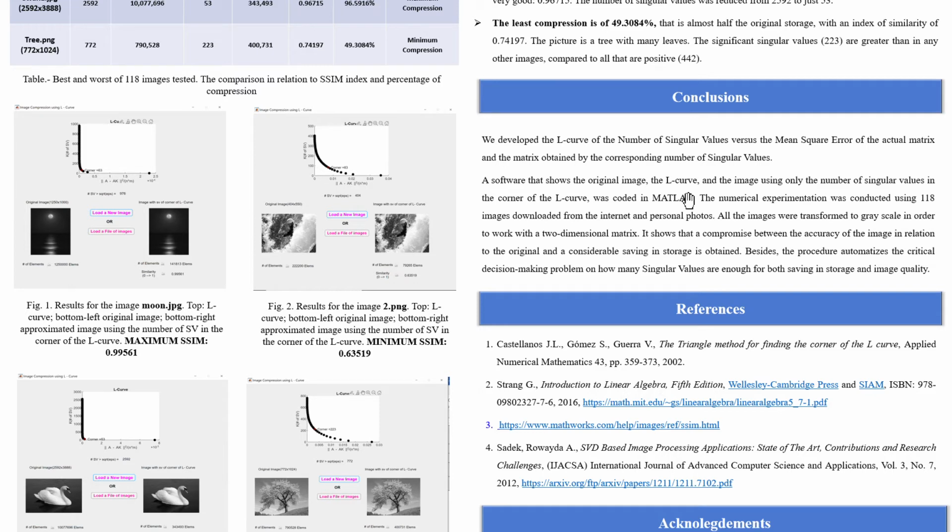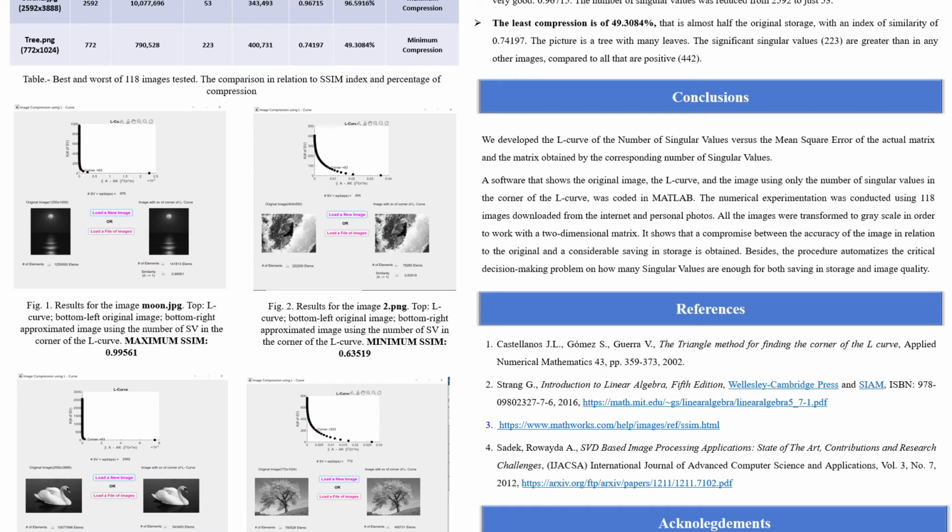In conclusion, the development of the L curve of the number of singular values was actually effective in providing compressed images while at the same time providing images with preserved quality. And this is more effective as opposed to using all the corresponding singular values in the images. And this was all done in the software known as MATLAB, which shows the original image, the L curve, and the image that only uses the number of singular values in the corner of the L curve.